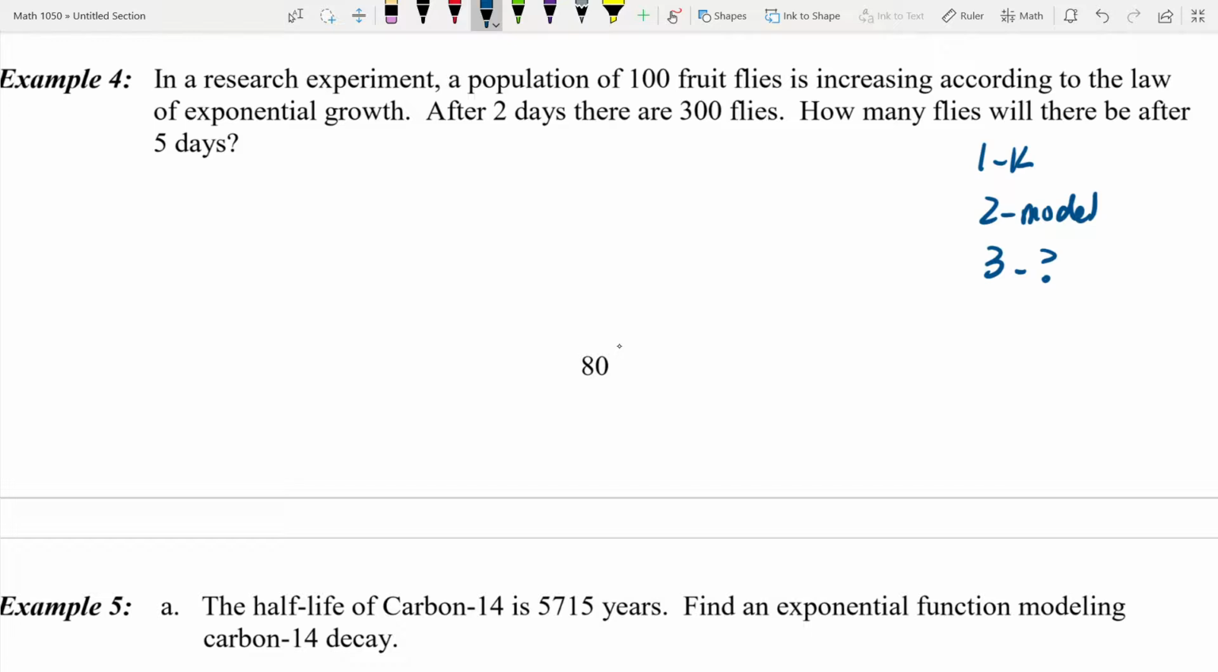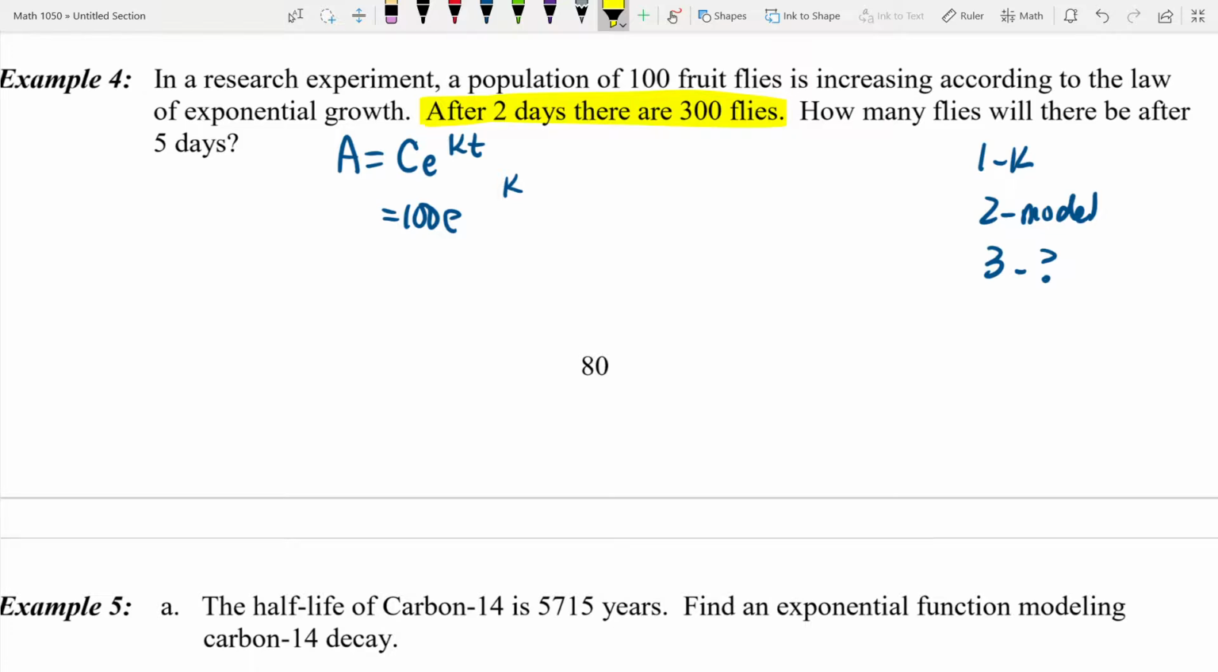Okay, everybody write A equals C e to the KT. C is the initial, K is the rate, T is time, A is the new amount. So it says you start with 100. That's my C, so I'm going to put 100. I know that my K is going to stay a K. That's what I have to find, right? So I have to put a number in for T and a number in for A. Remember, that's like a random data point in my experiment. So there's my data point right there. After 2 days, there are 300 flies.